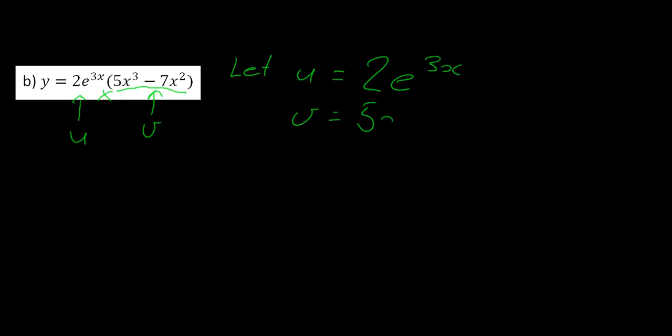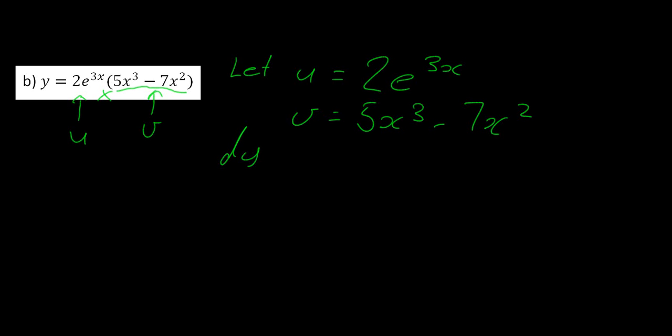Alright, so let's have a look at this one. Now, it's pretty much the same method. You can see here that there's a multiplication sign right in between. So that's where we're going to separate. Now, this one can be u. This one can be v. And when I say this one, I'm talking about this whole bracket over here. So we start off by making our substitutions. So u is equal to 2e to the 3x. v is equal to 5x cubed minus 7x squared.